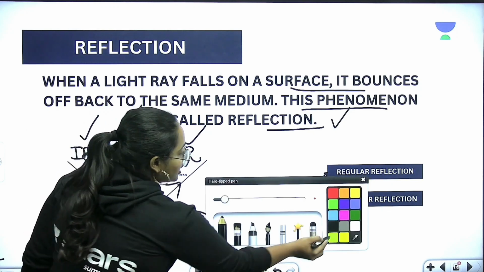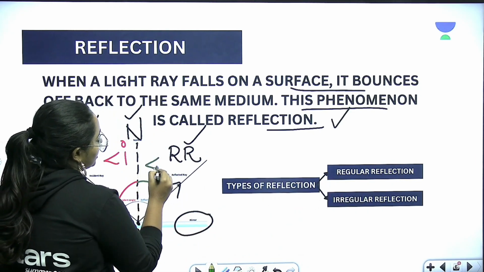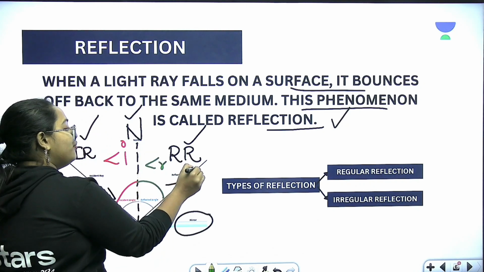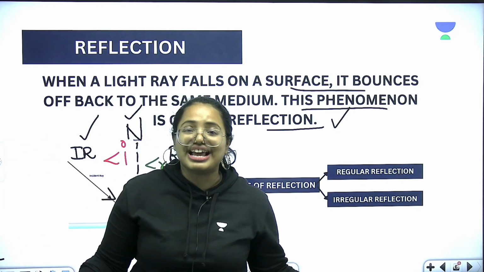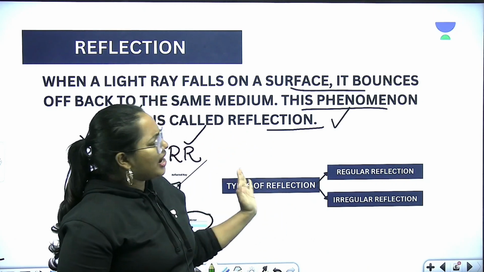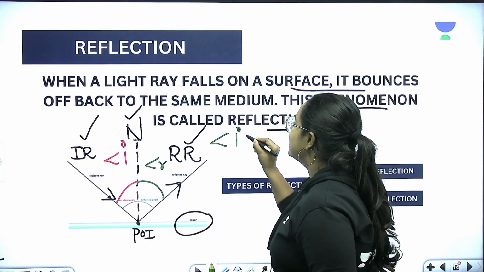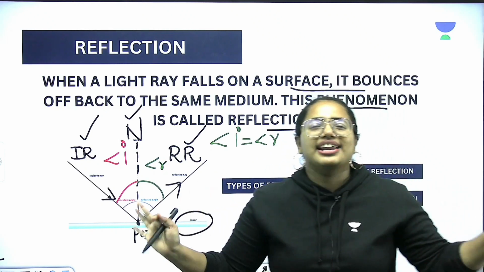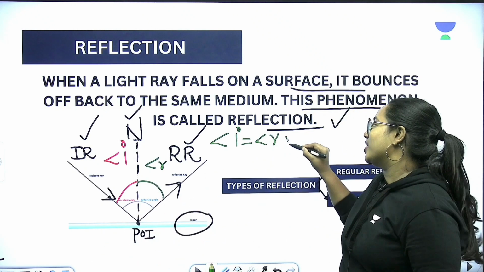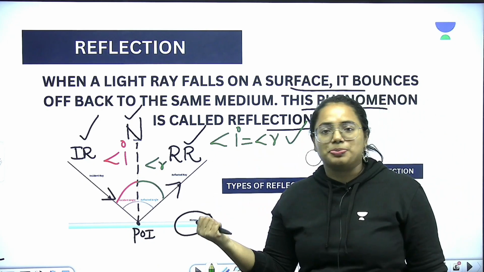Similarly, I have to take a different color for representing the angle of reflection. The angle between the reflected ray and the normal, that's nothing but the angle of reflection. Clear? And when you look at this, you can understand that the angle of incidence is equal to the angle of reflection. Very, very important. So please keep this in your mind because we are going to continue with the same thing in the next part.